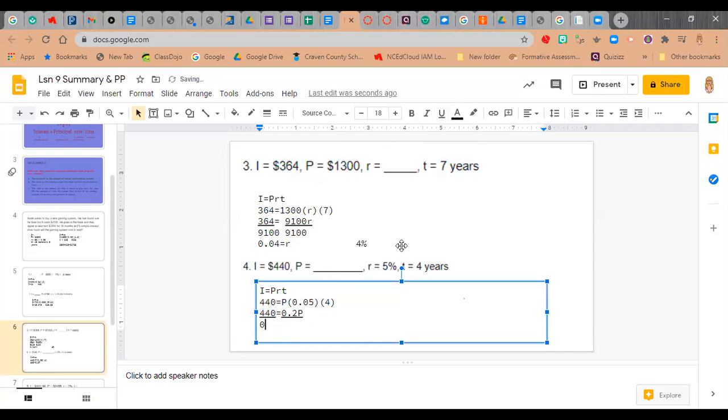Okay, so we're going to divide that by 0.2, and then we're going to come over here and divide this by 0.2. And that is going to give us P equals 2,200. All right, P is principal. It is always what? Money. So this would be $2,200. Okay, questions on that one?